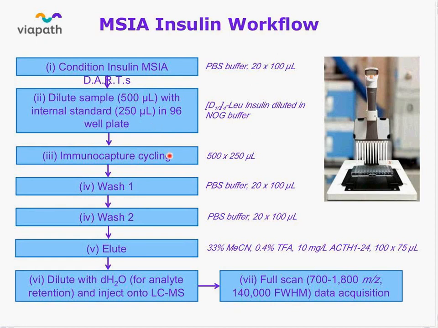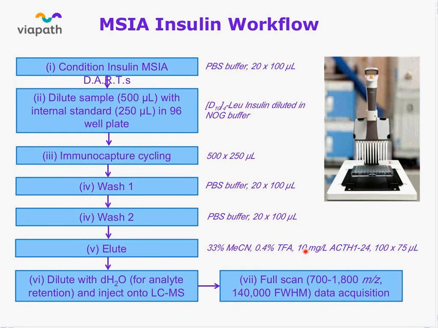We then go through and do the immunocapture. So we pass the diluted sample and the internal standard back and forth through the pipette tips 500 times. That takes around half an hour or so; you can do 96 samples within about half an hour. We do a couple of wash steps with PBS buffer again, so fresh portions of PBS buffer. And then finally we elute everything that's captured onto the antibody with a mixture of some organic solvents, so some acetonitrile and a tiny bit of TFA, trifluoroacetic acid. What we also do at this time is we add in quite a high concentration of ACTH.